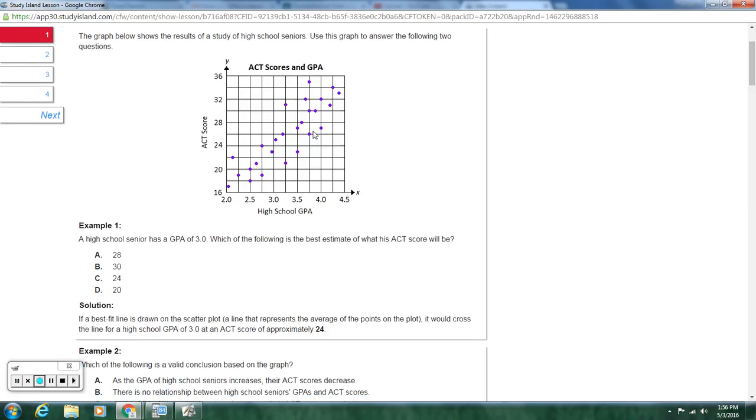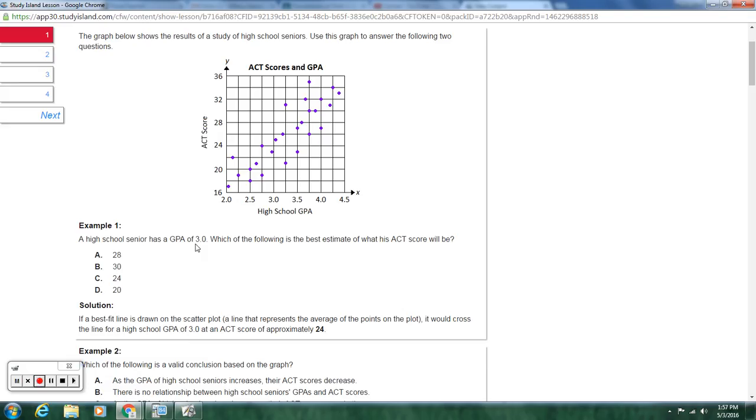Well, think about this. Just look at the graph. High school GPA. Everybody know what GPA is? Your grade point average. It's like an average of all your grades. So it starts out at 2 and it goes to 4.5. So the higher your GPA, would it not make sense the higher your ACT score is? The better your grades, the higher the score. I mean, not necessarily all the time, but for the most part, that's usually the case.